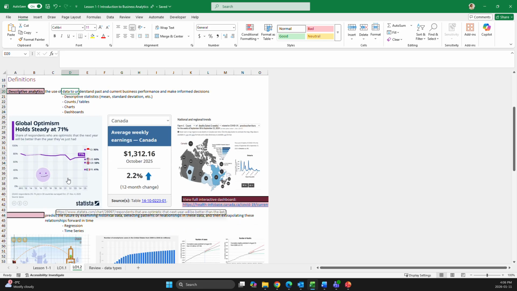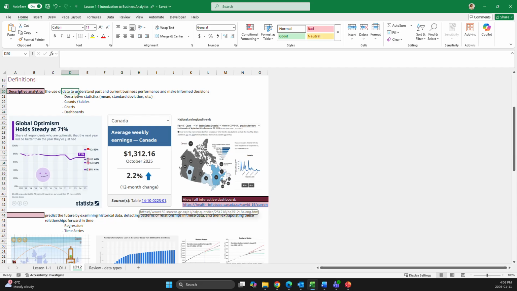This one's from Statista, which you have access to using your Cambrian College login through the library. It shows global optimism holds steady at 71%. So they asked people across the world in 30 different countries, are you optimistic that next year will be better than the one you just had? And 71% of people said yes. You can see some specific results in different countries here. Like, for example, France, only 41% of people thought that it would be better. And I think the top is India, 90% thought it would be better, with the global average being 71%.